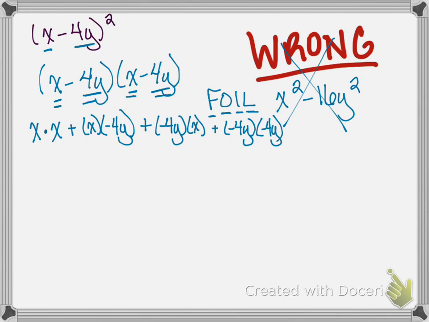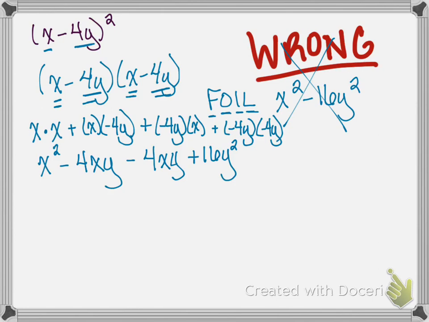Okay, so we're going to simplify. X times x is x squared. Negative 4y times x, that's going to give me minus 4xy. Then I have negative 4y times x, that's going to give me minus 4xy again. And then I have positive 16y squared. Always get in the habit of checking those middle terms to see if they can be combined. These can be combined. So I have x squared minus 8xy plus 16y squared.